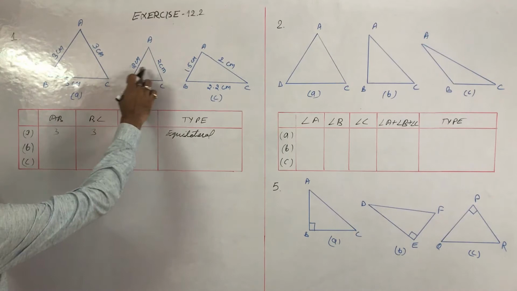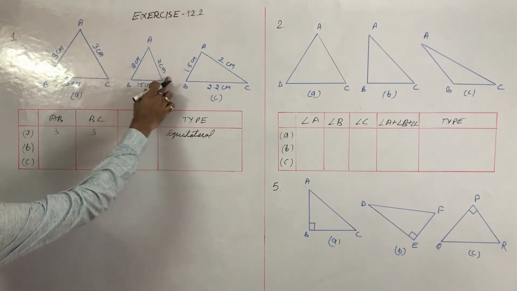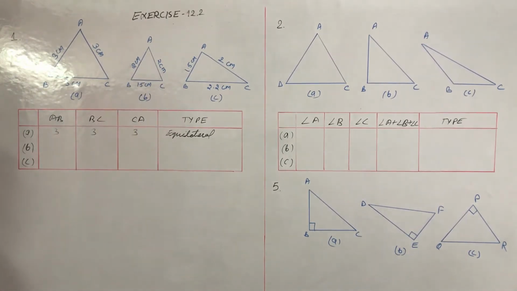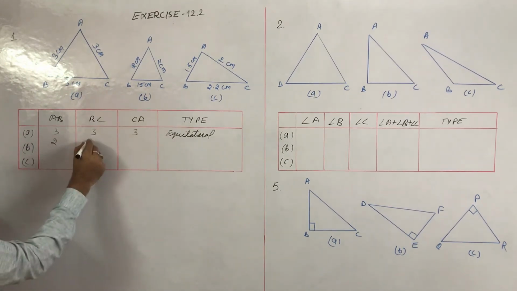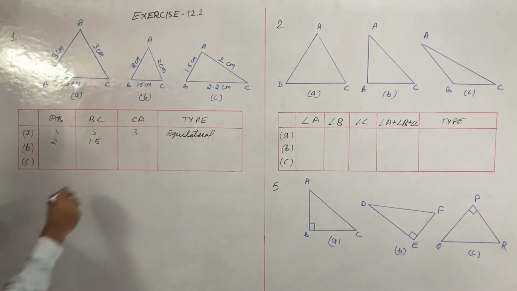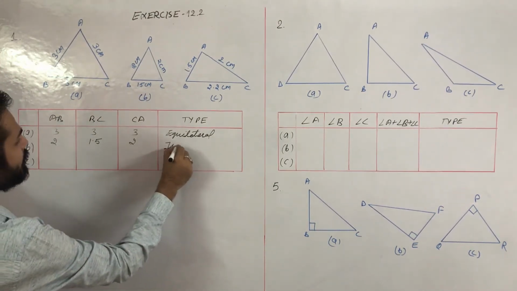The second triangle, B. In this triangle, these two sides are equal in length, 2 cm, 2 cm, and third side is unequal with length 1.5 cm. So this triangle is an isosceles triangle. Isosceles means any triangle in which two sides are equal and third side is unequal. So second case, part B, is isosceles triangle. Now side AB, length of the side AB is 2 cm, length of BC is 1.5 cm, and length of CA is also 2 cm, and type is isosceles triangle.